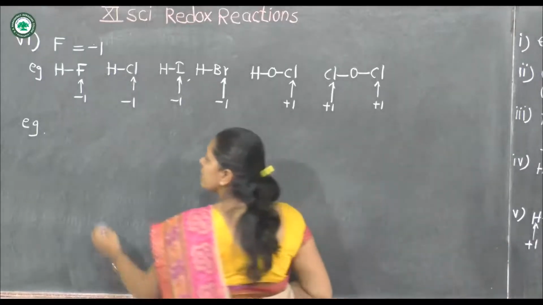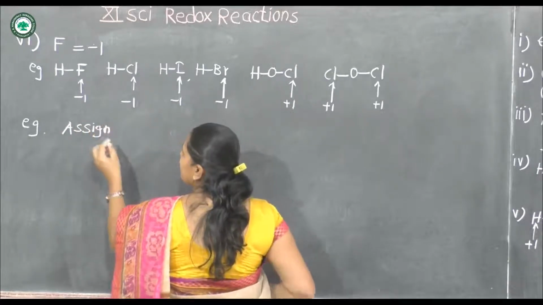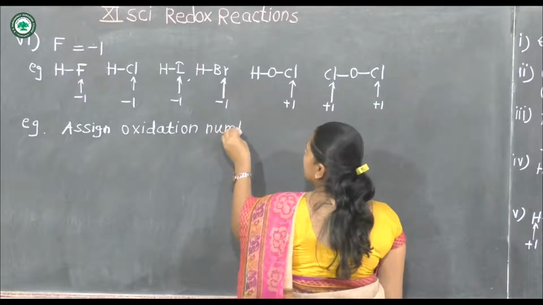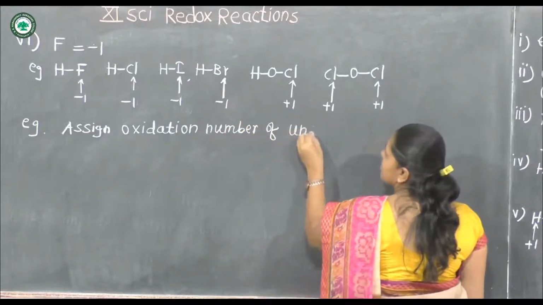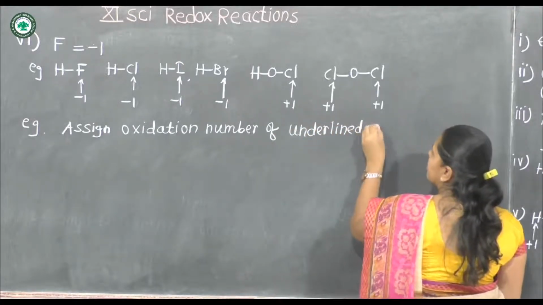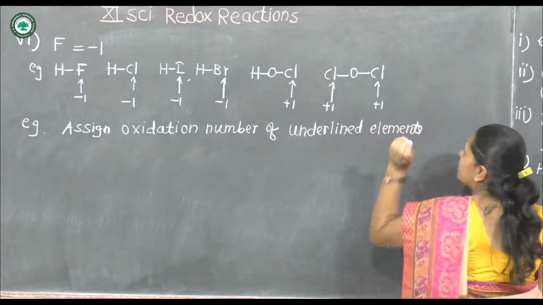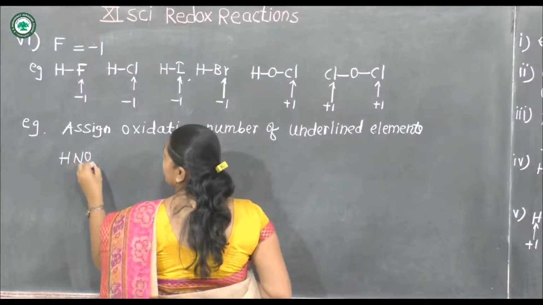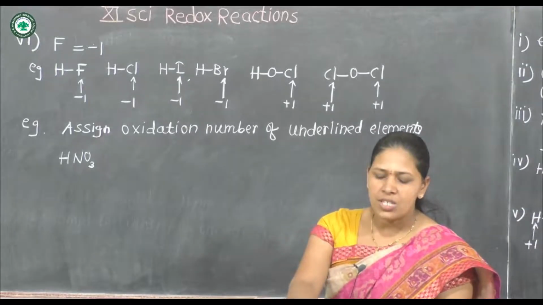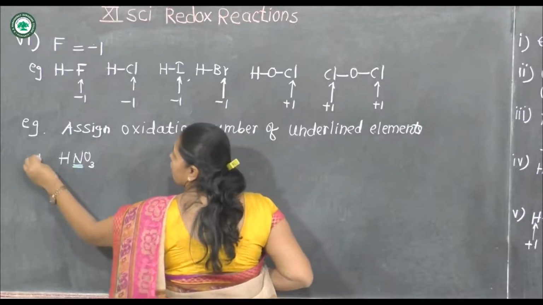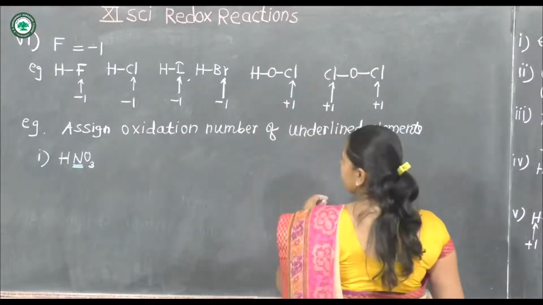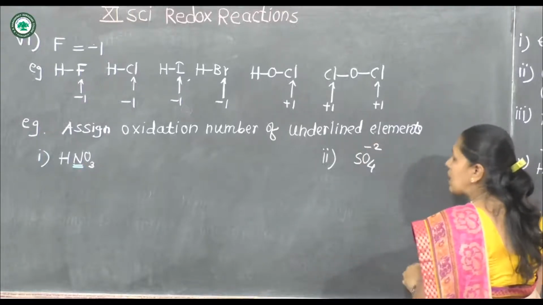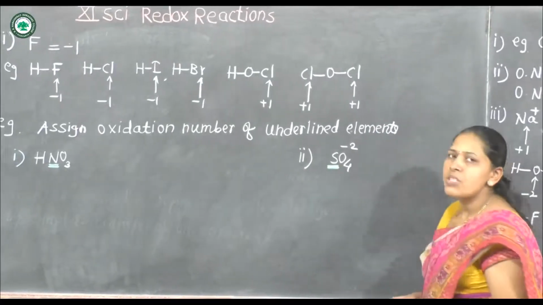By example. Example: assign oxidation number of underlined elements. For example, HNO3. In this example, we have to calculate the oxidation number of nitrogen. That is the first example. And the second example, SO4 minus 2. In this example, we have to calculate the oxidation number of sulfur.